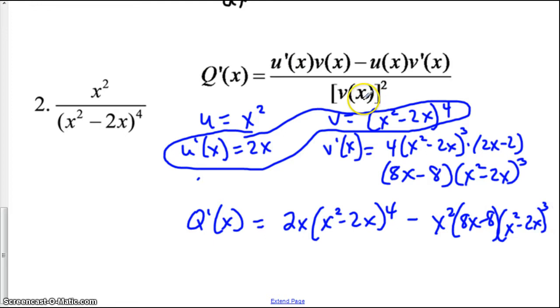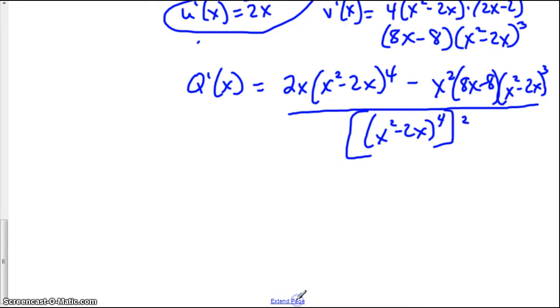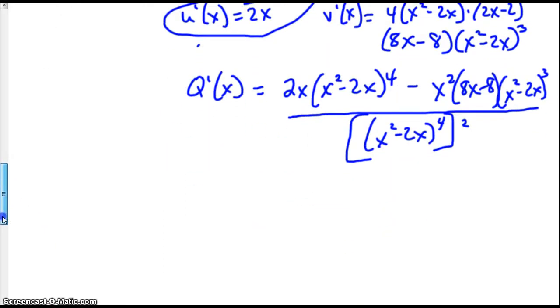And last part is we take our v and square it, and that goes in our denominator. So our v in this case is (x squared minus 2x) to the 4th, and we're going to square that. Now you can see that there is a way we're going to be able to simplify this. They all have an (x squared minus 2x) to the 3rd power. But before we go ahead and factor that out, let's simplify a few things.